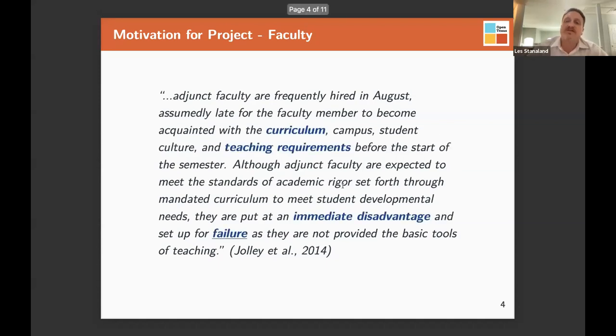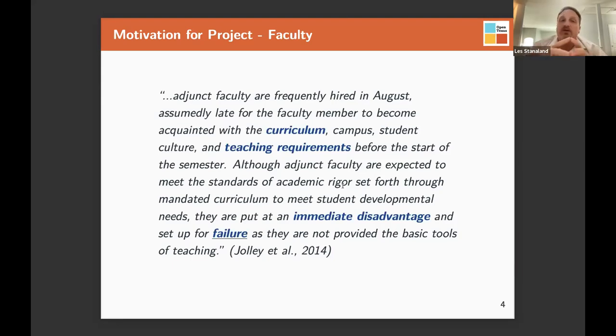And so some of these highlighted portions here can be an area where OER can help smooth over that very chaotic transition from not having almost anything to do to having everything to do. Oh, and by the way, school starts tomorrow at 8 a.m. So curriculum concerns, teaching requirements, what textbook will I use? What assessments will I use? All of that hits these last-minute hires all at the same time. And Jolly et al. found that they are put at an immediate disadvantage in these situations. It's almost as though failure becomes more likely than success at that point.